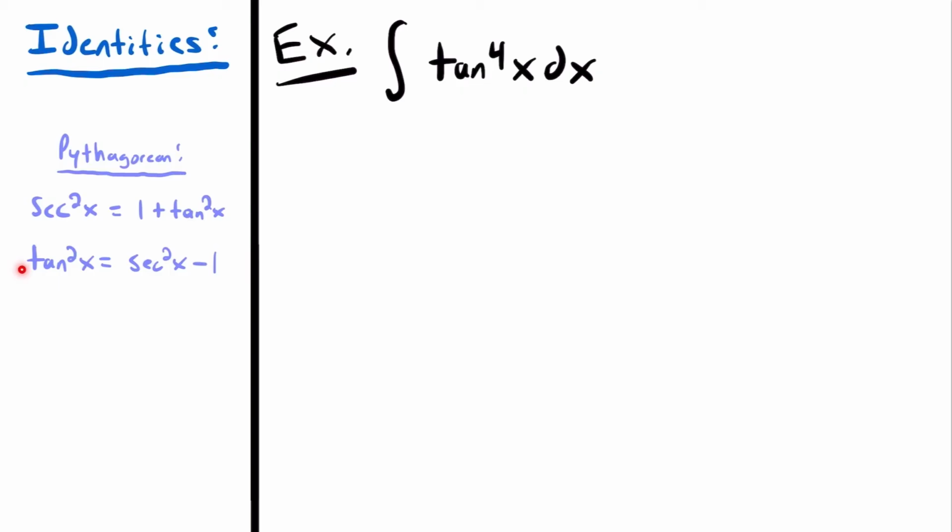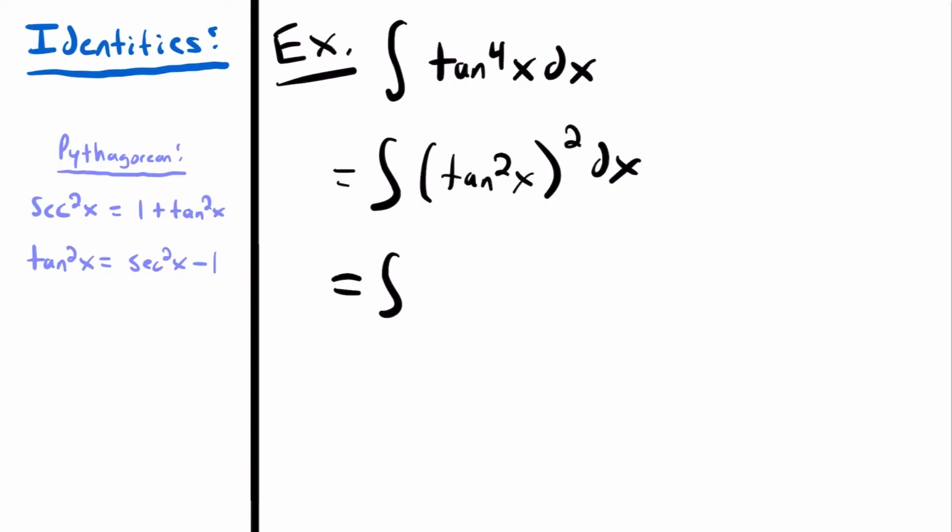And so we know that tangent squared x is equal to secant squared x minus 1, and so we can rewrite tangent to the fourth power of x to look like this. This is equal to the integral of tangent squared x squared times dx, right? If you square tangent squared, you'll have tangent to the fourth power. And so if we replace tangent squared x with the identity of secant squared x minus 1, then we'll have that this is equal to the integral of secant squared x minus 1 squared dx.